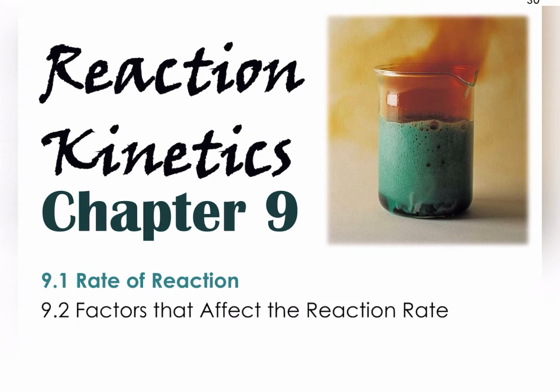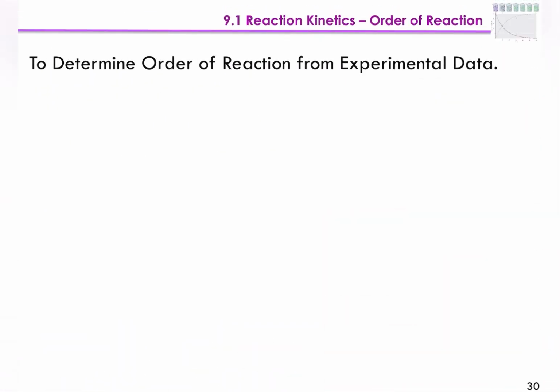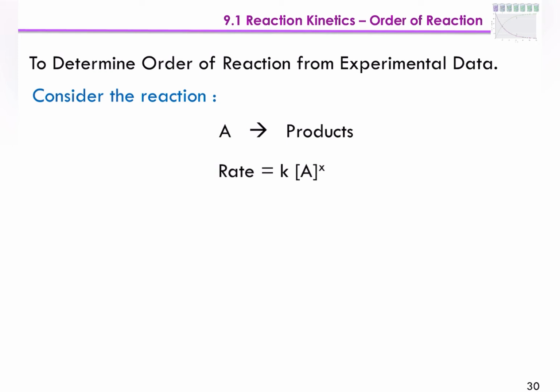In this video, I'm going to focus on order of reaction and also on units for the rate constant. If you want to determine the order of reaction based on experimental data, you have to consider, for example, this expression: reactant A to produce the product. When we want to write the rate law, you have to write it based on the concentration of reactants. So in general, rate equals K times the concentration of reactant A raised to the power X. So X is my order of reaction. So your order of reaction is the value.